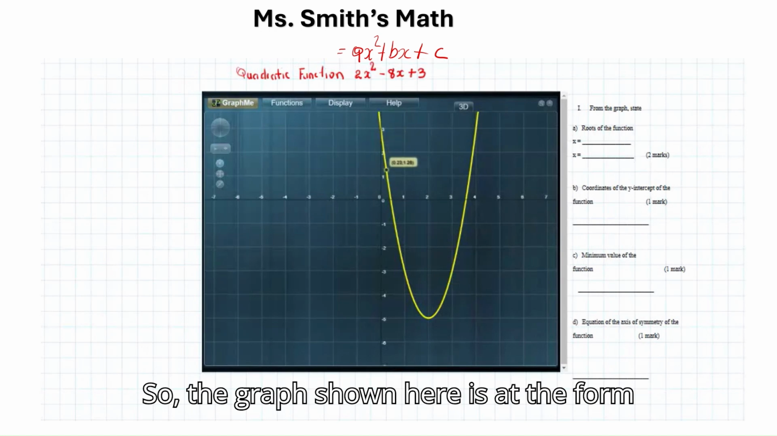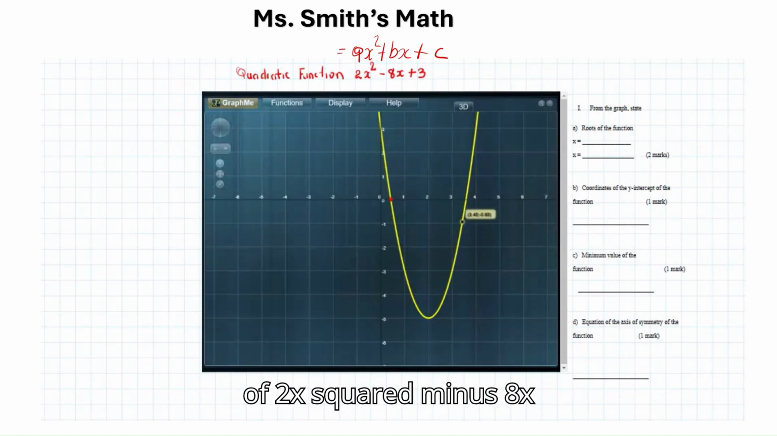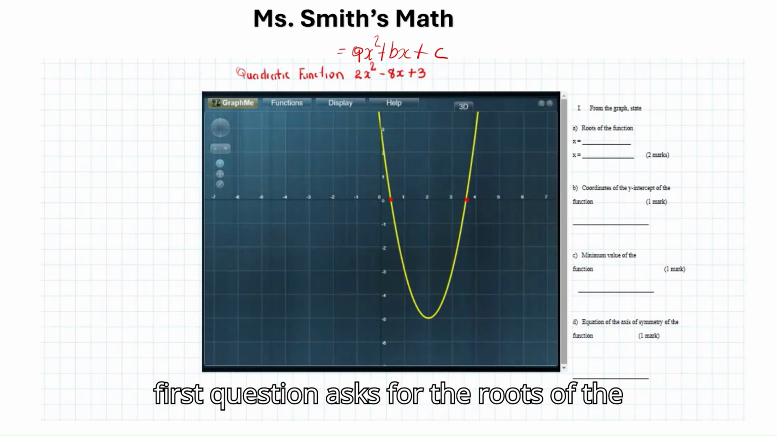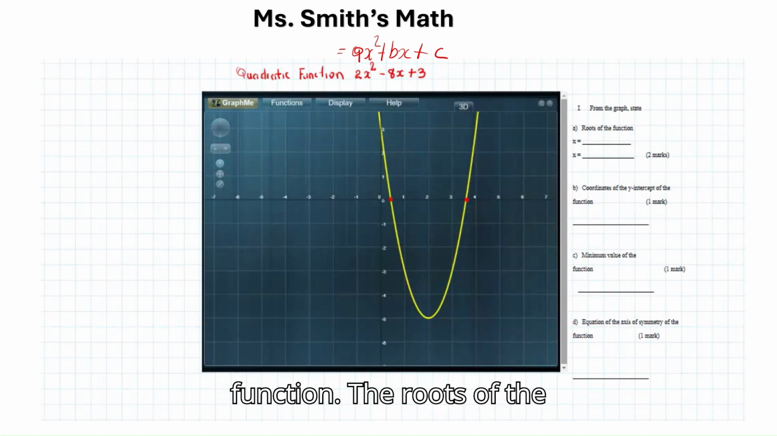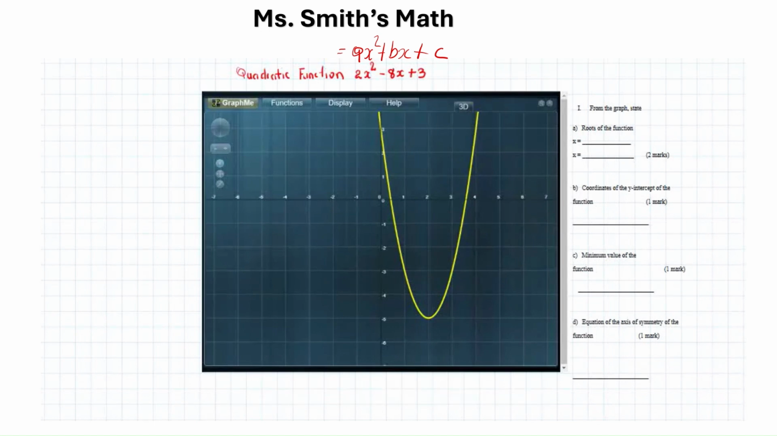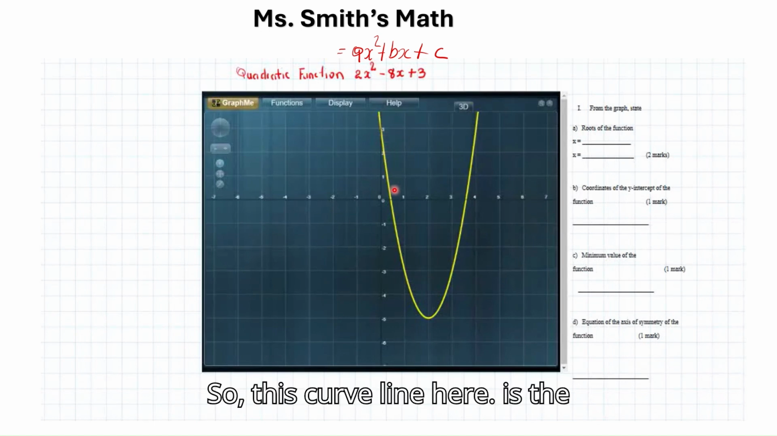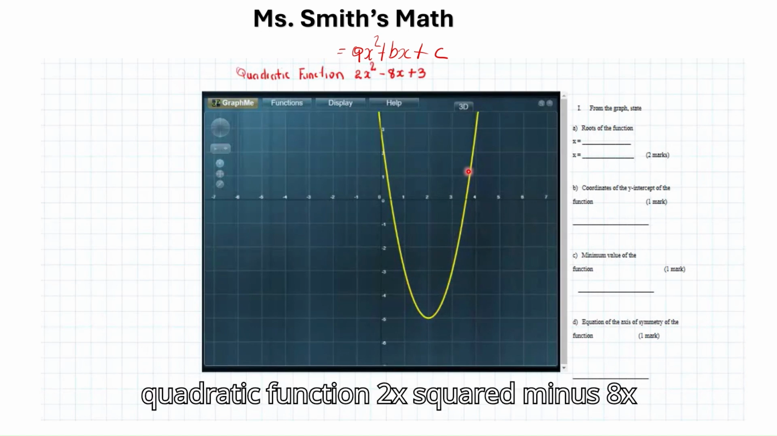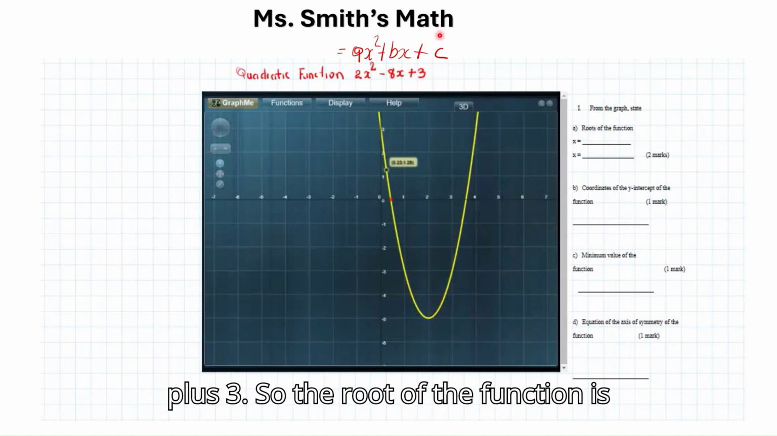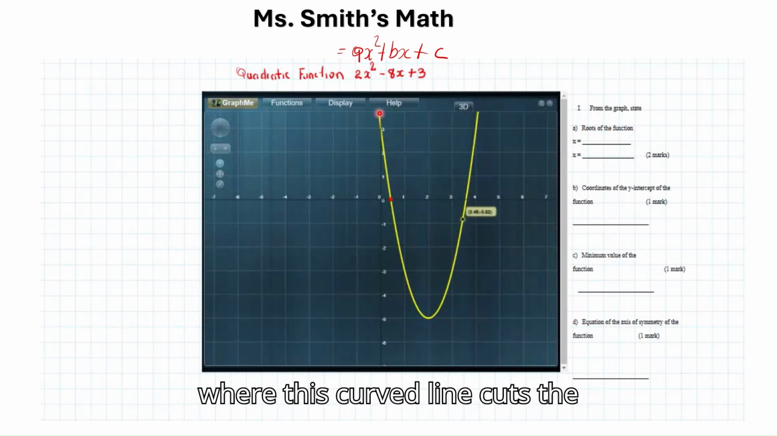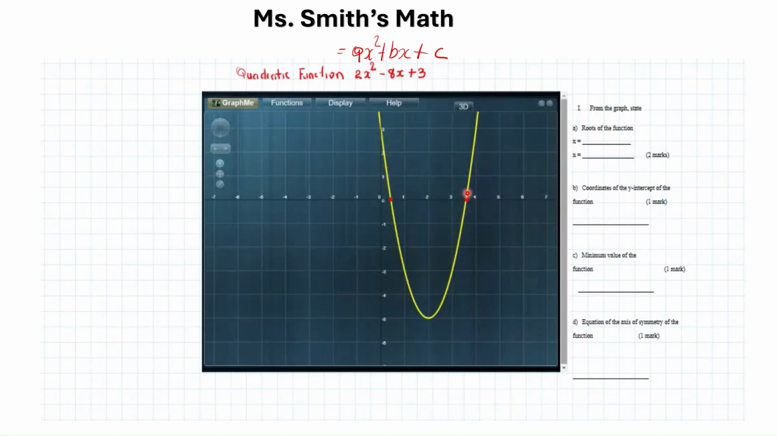So the graph shown here is of the form 2x squared minus 8x plus 3. The first question asks for the roots of the function. The roots of the function are always where the graph cuts the x-axis. So this is the curved line here. This curved line here is the quadratic function 2x squared minus 8x plus 3. So the roots of the function are where this curved line cuts the x-axis.